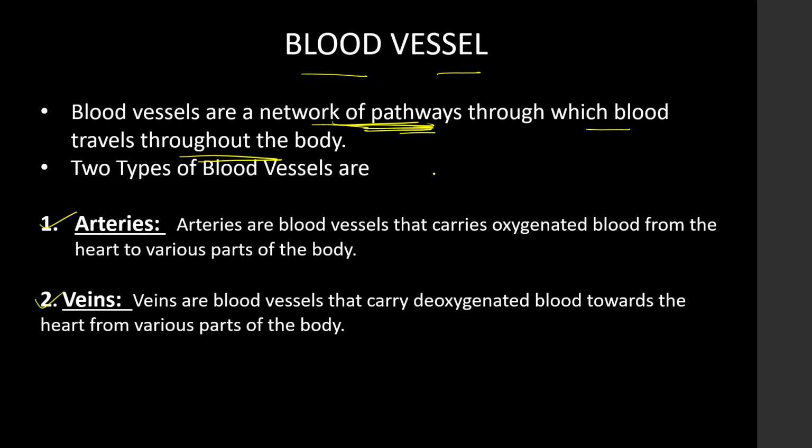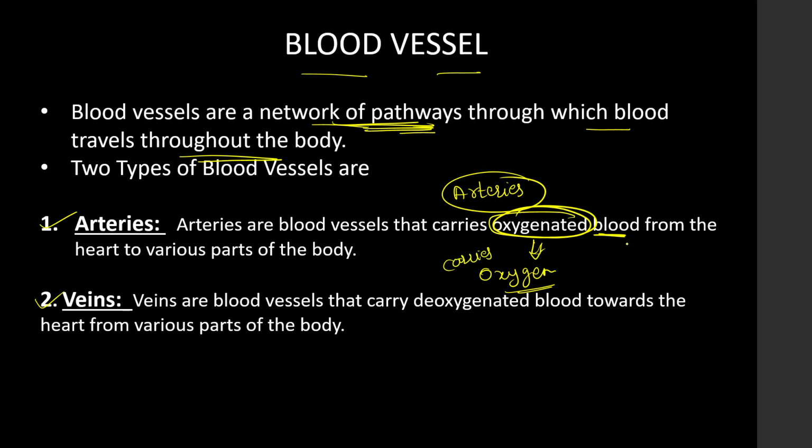So what is an artery? There is one major difference between arteries and veins, and it is a very important point. Arteries carry oxygenated blood. What is oxygenated blood? It is blood whose hemoglobin carries oxygen molecules. The blood which carries oxygen is called oxygenated blood. It is also referred to as pure blood.